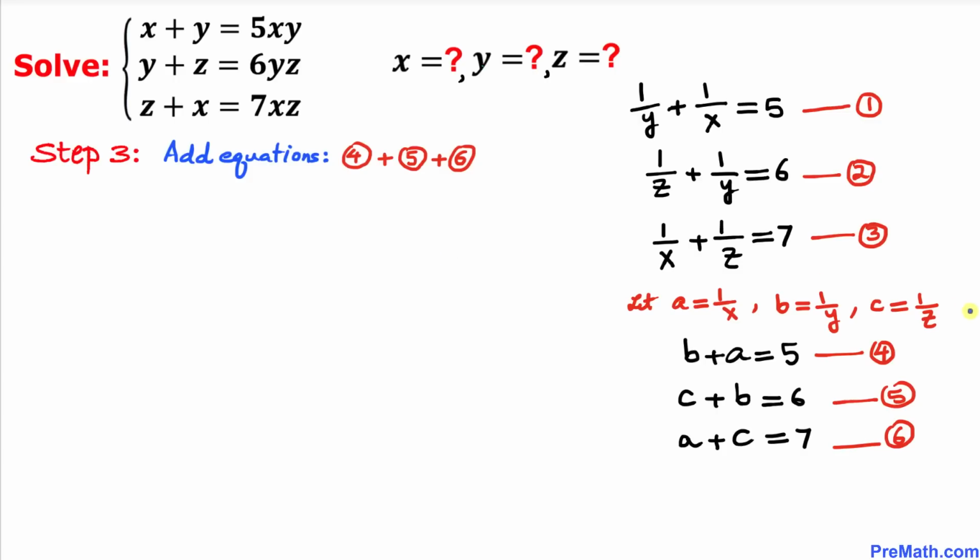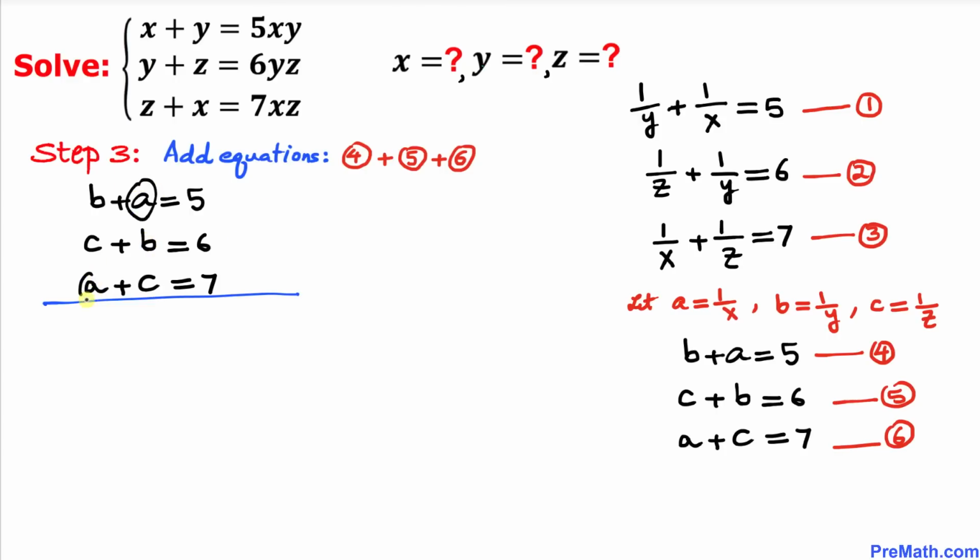Let's go ahead and add these equations 4, 5, and 6. And here I have copied down all these equations. So let's go ahead and add them up. We can see a plus a is going to give us 2a, plus b plus b is going to give us 2b, and plus c plus c is going to become 2c, equals, on the right hand side we add these numbers, this is going to give us 18.